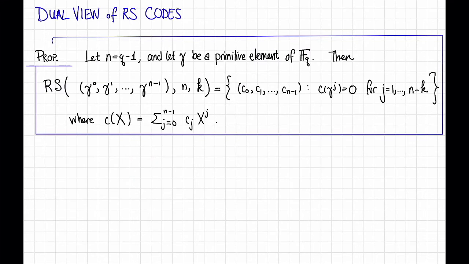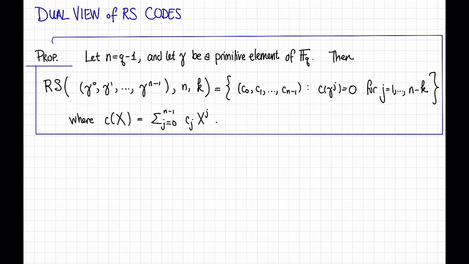Using that fact, we can now prove this proposition about Reed-Solomon codes, which gives us another way of looking at them. So the proposition says, let n be equal to q minus 1, and let gamma be a primitive element of F_q. Then consider the Reed-Solomon code with evaluation points gamma to the 0, gamma to the 1, dot dot dot, gamma to the n minus 1, with block length n and dimension k. The proposition says that this is equal to the set of all vectors c0, c1, dot dot dot, up to c_{n minus 1}, so that c of gamma to the j is equal to 0 for all j between 1 and n minus k. And here c is the polynomial c of x, which is given by the sum from j equals 0 to n minus 1 of c_j x to the j.